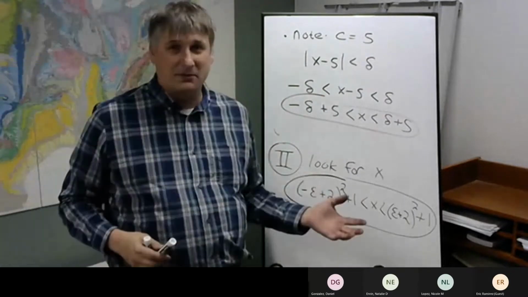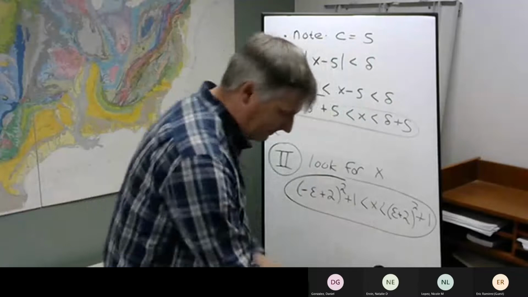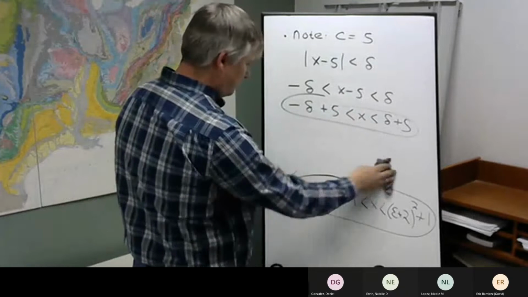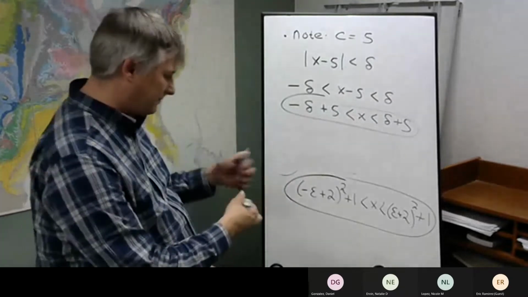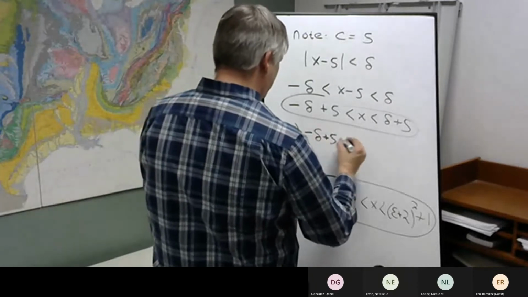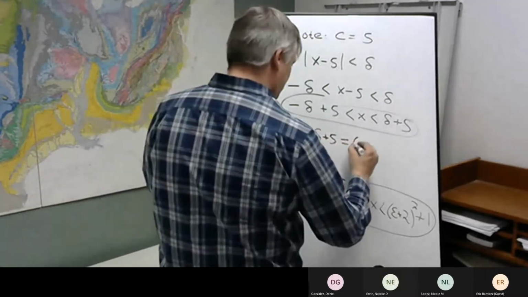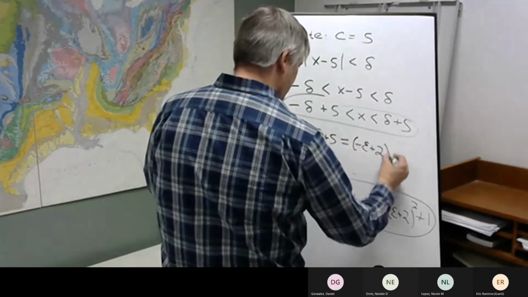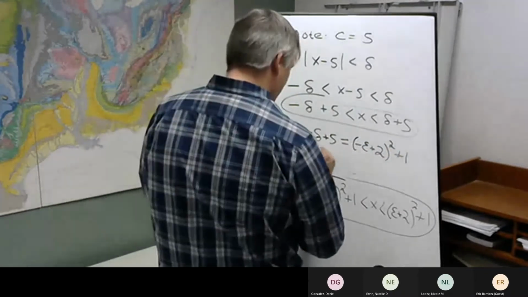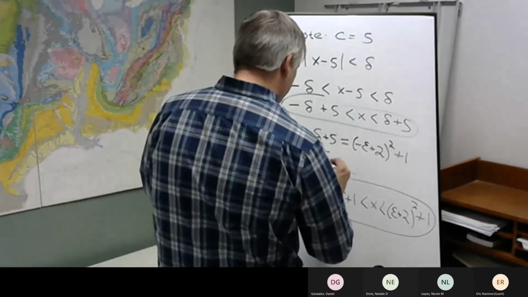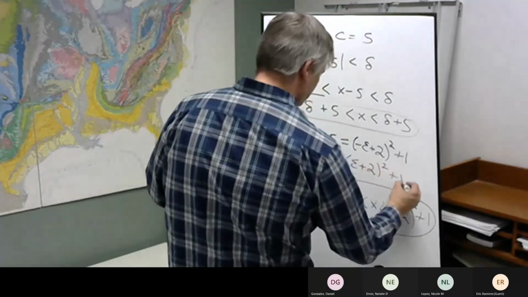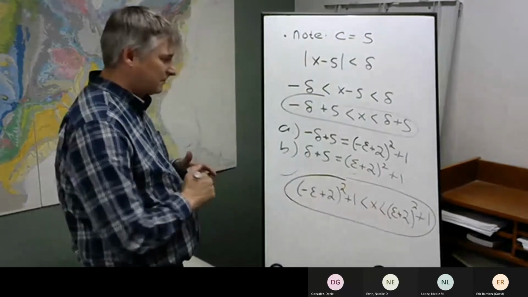So now we're going to compare these. Well, when we do that, this is what we've got. Negative delta plus 5 must be the same as this. And then for b, delta plus 5 is going to be equal to this.